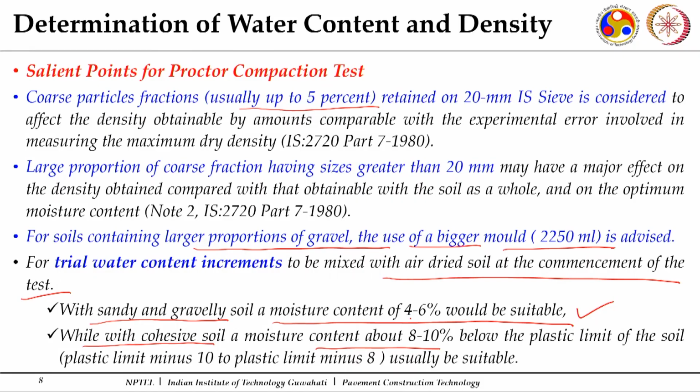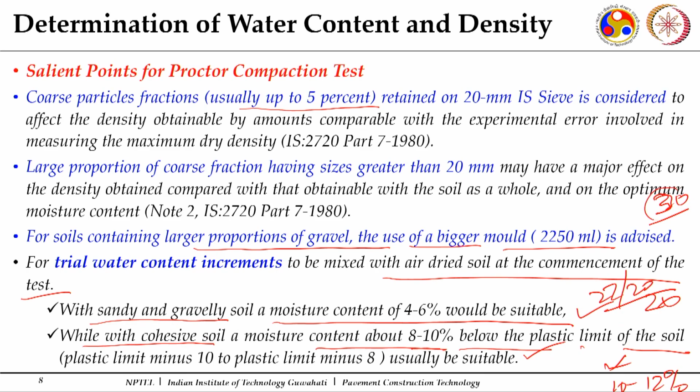So if you start at 5%, you have to do multiple tries. So it says that it is better to start in the range of 8 to 10% if you have a cohesive soil. It says 8 to 10% below the plastic limit of the soil. So if the plastic limit of the soil is say 20, I'll start in that particular case at 10 to 12% moisture content. If my plastic limit is 30, I'd better start at say 22 or 20 initially.